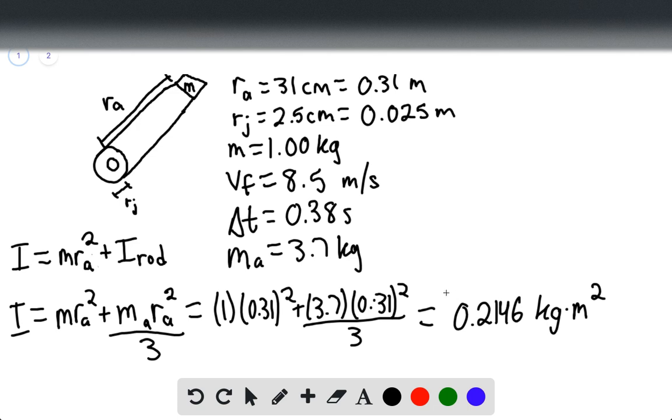and then this essentially would be the moments of inertia right here. That's the end of the solution.